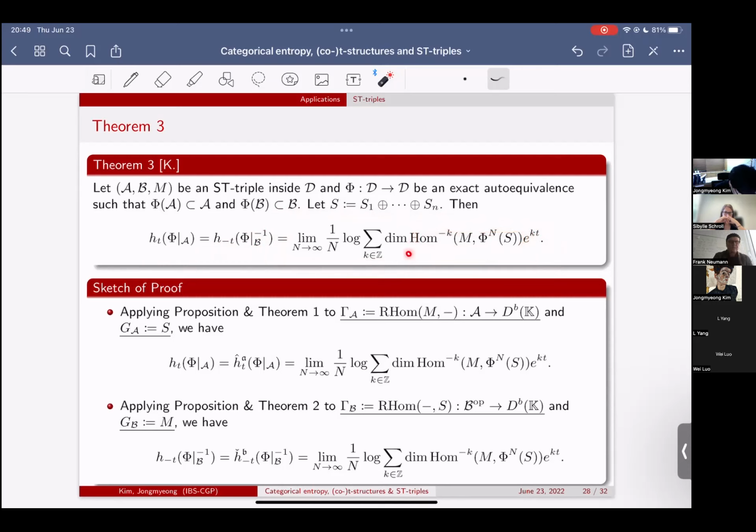So it is easier to understand than the original definition of the categorical entropy. And so how to prove this? So this can be proved by applying proposition, theorem 1 to this case.